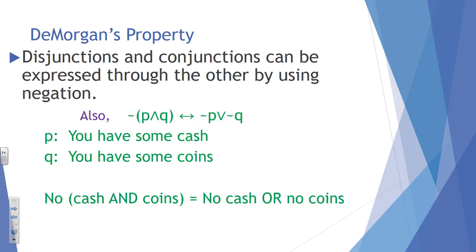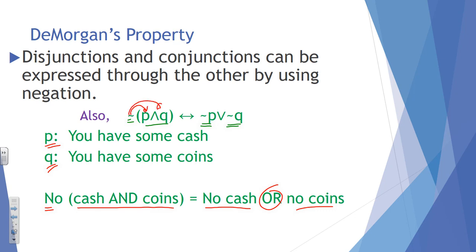The same thing is true when we distribute a negation over a conjunction. If we don't have P and Q, it means we don't have P or we don't have Q. Again, P, you have some cash. Q, you have some coin. So if you don't have cash and coin, then you must be missing one. Either you don't have cash or you don't have coin. So we don't have both.